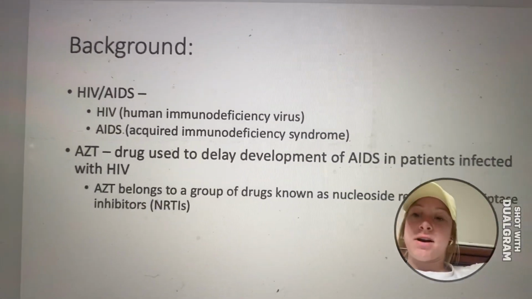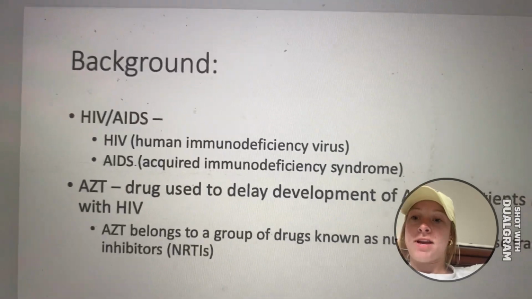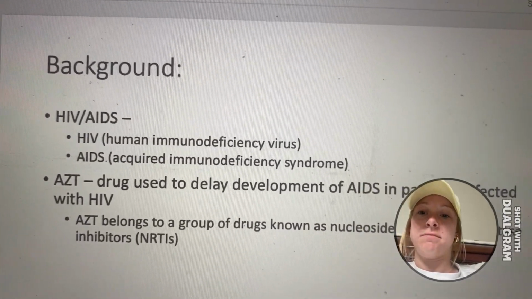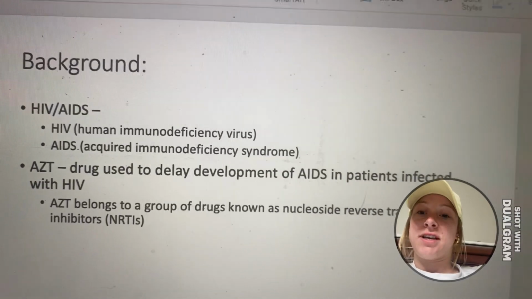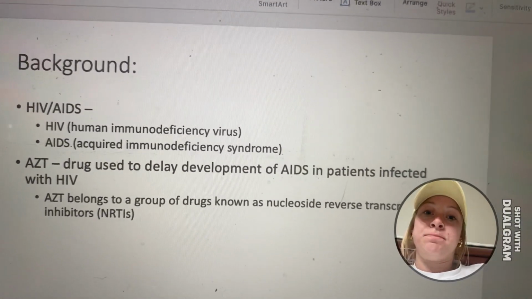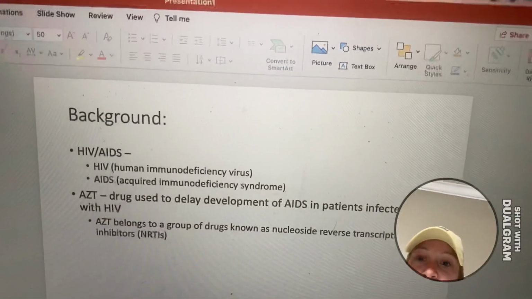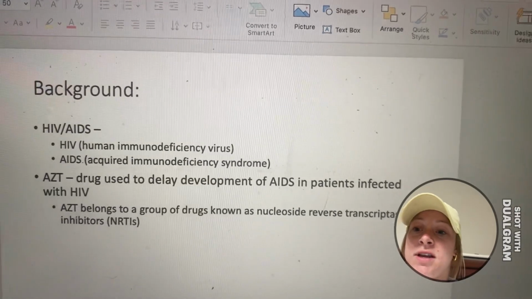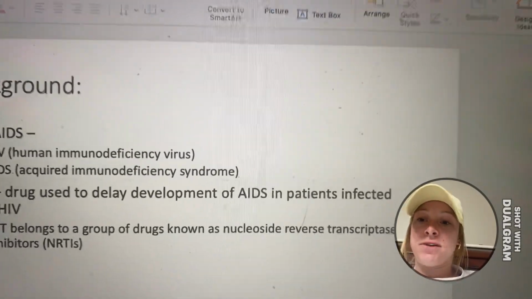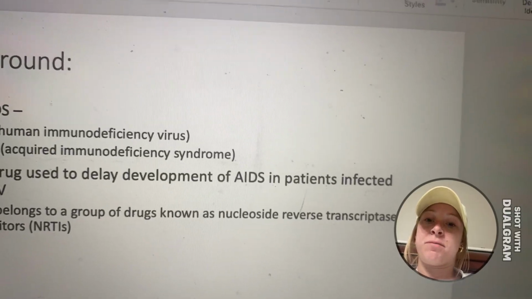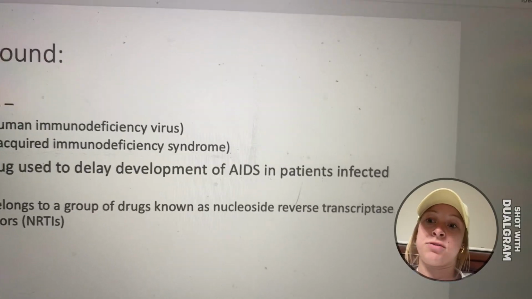A little background about HIV and AIDS is that it's a virus that attacks the body's immune system. If HIV is not treated, it can lead to AIDS, which is acquired immunodeficiency syndrome. HIV is the human immunodeficiency virus, and there is currently no effective cure. Once people get HIV, they have it for life, but with proper medical care, HIV can be controlled.